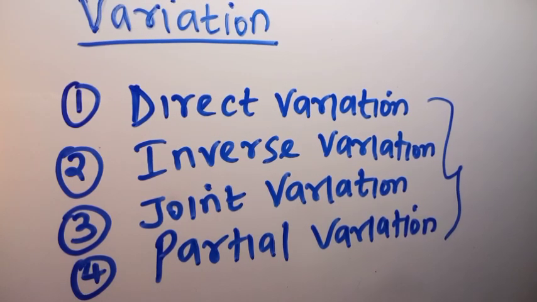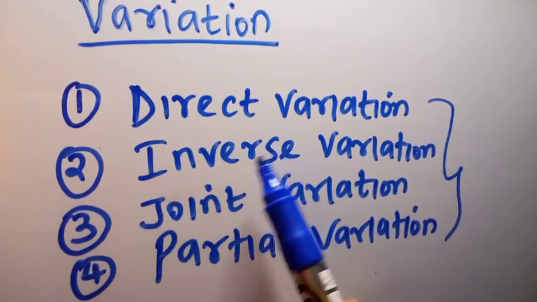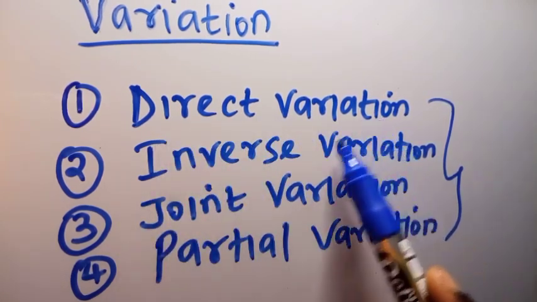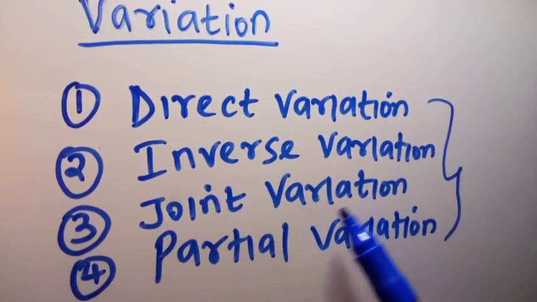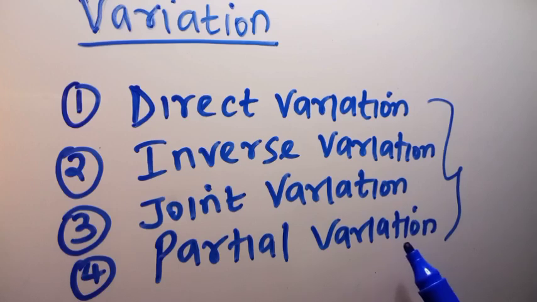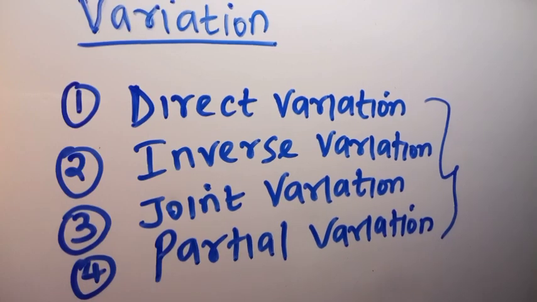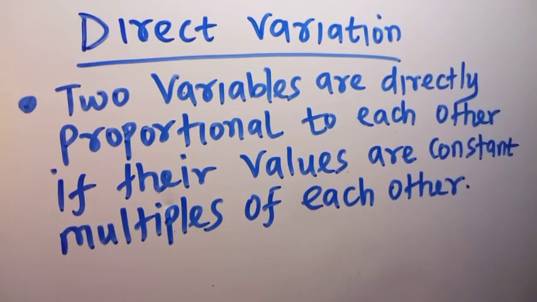Now, I want us to have a look at them one by one. That is, we start with direct variation, we go to inverse variation, we go to joint variation, and we also look at partial variation. Now, let us start with direct variation.